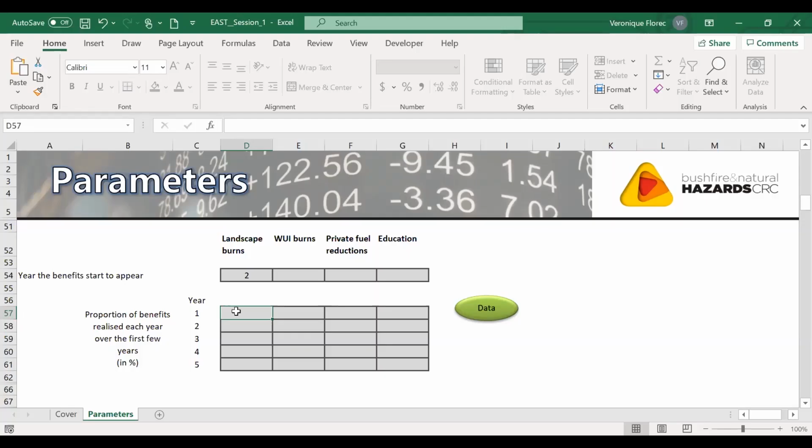That is something that you will get from historical data. For this particular example, I've selected an arbitrary number. Depending on how you run your prescribed burning program, most of the time the benefits are immediate to the application of prescribed burning. But that's not the case for all prescribed burns, and it's not the case for all types of mitigation options.